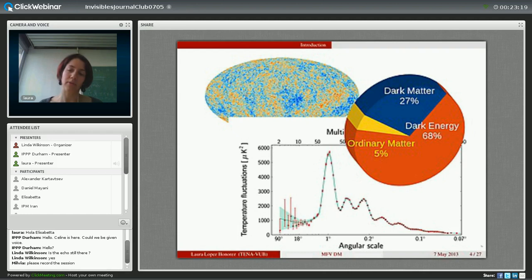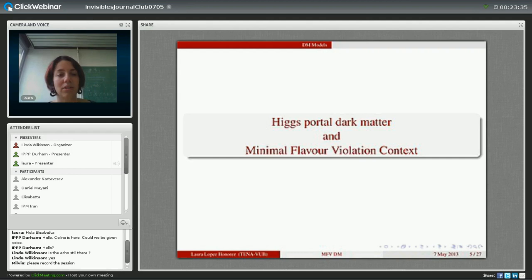So this is just a very broad introduction, something that you probably all know. Now let's go to the subject of this talk, which is to look at some candidates for dark matter. In particular, I will consider Higgs portal dark matter scenarios, and I will look at the possibility of a connection between dark matter and the minimal flavour violation hypothesis and the consequences for dark matter phenomenology.